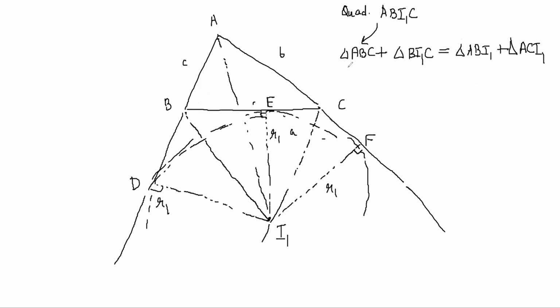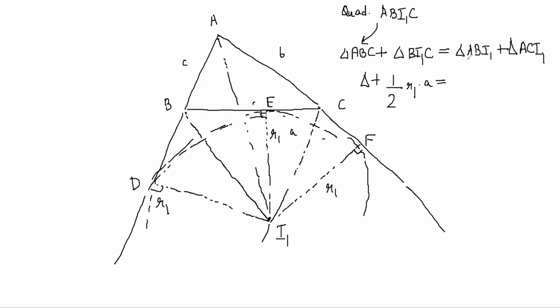So triangle ABC area, we can write it as delta, plus what is triangle BI1C area? This triangle area will be, think about it, isn't it half R1 into A? Correct? Because this is the base A, this is R1 perpendicular, right?